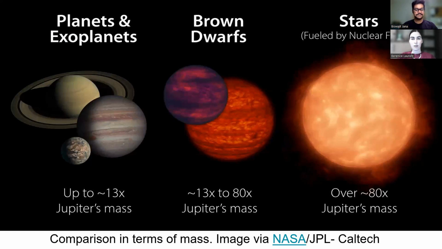So first, I'll explain what a brown dwarf is. A brown dwarf is an astronomical object that falls in between a planet and a star. They are too massive to be considered a planet, but not massive enough to produce the heat and pressure required for hydrogen fusion, which is the requirement to be a main sequence star.